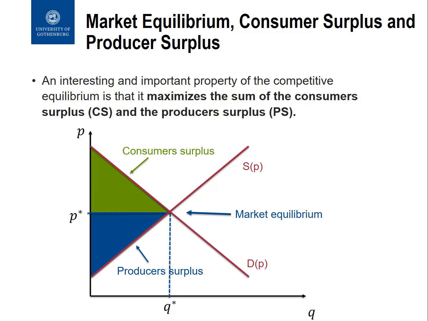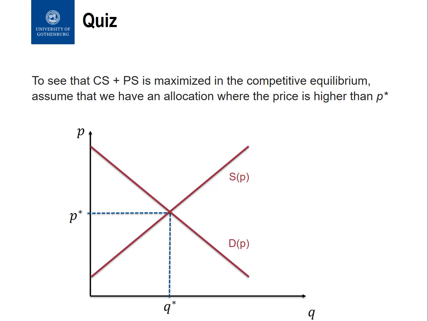Now, to see that the sum of the consumer surplus and the producer surplus is maximized in a competitive equilibrium, assume that we are at a higher price than the market price P star, say at P star star. That could be the case in a monopolistic market. Just to ease answers here, let's give letter names to each area on this diagram.